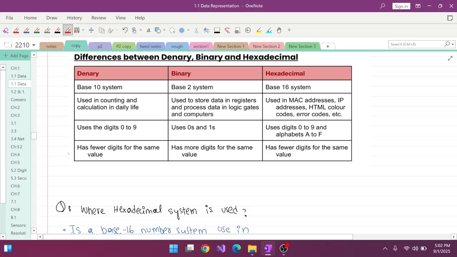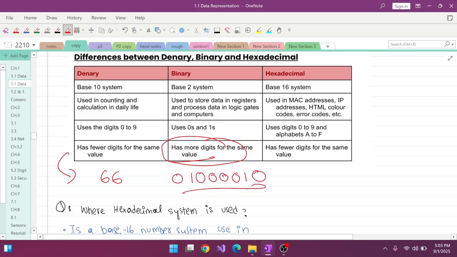For example, what that point means, I want to write 66. For writing 66 in binary, I have to write it like this. So I have to write more digits. And for writing 66 in hexadecimal, I have to just write down 4 and 2, like this. Base 16, base 2, and base 10 number system.